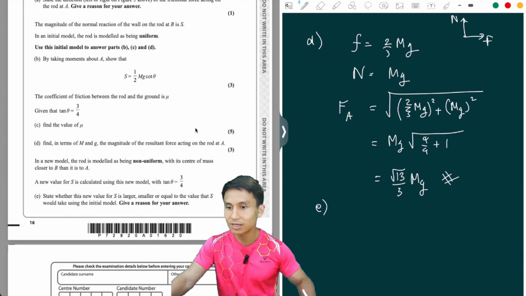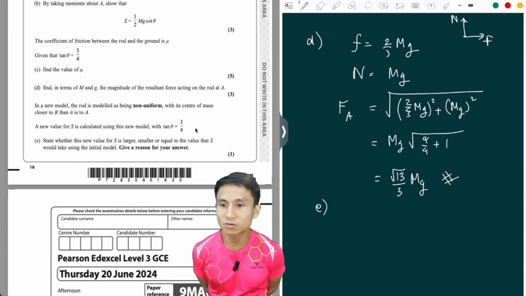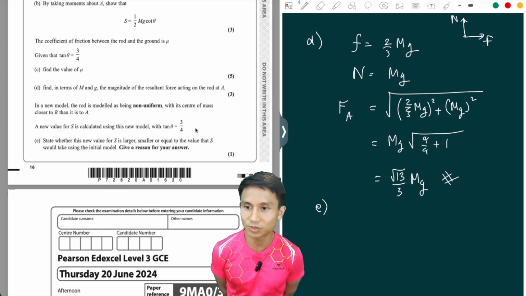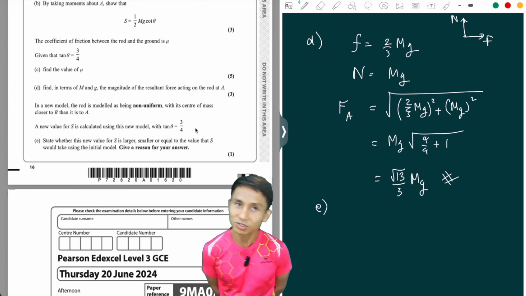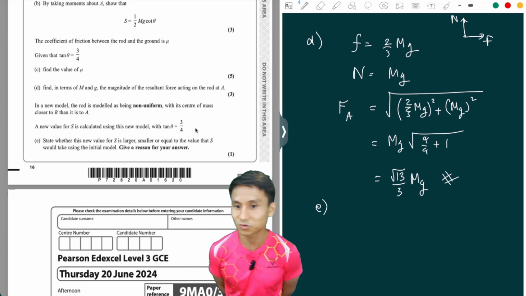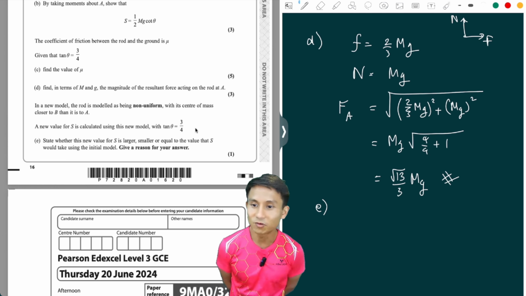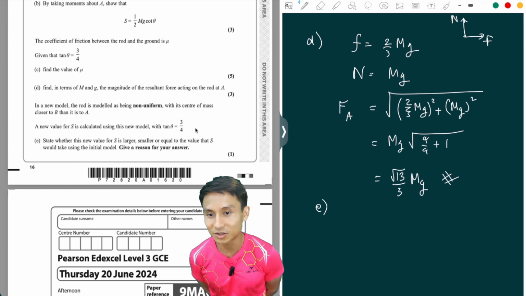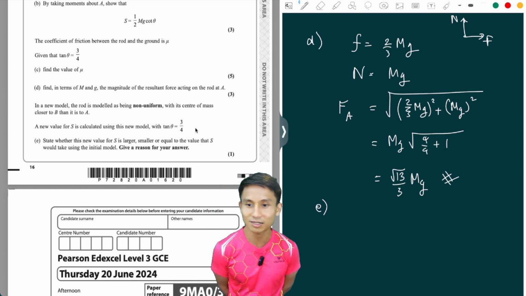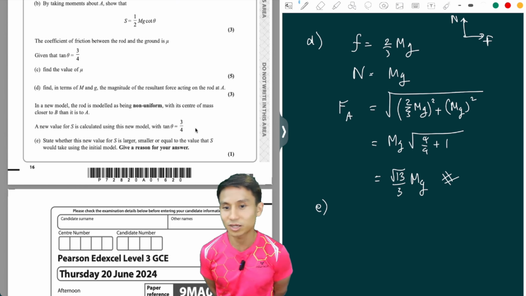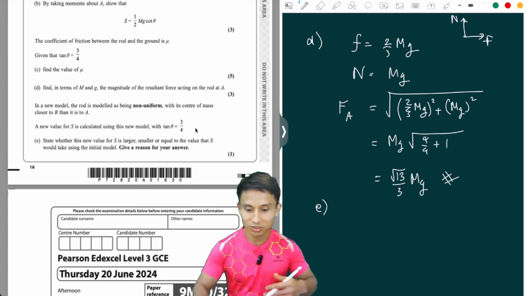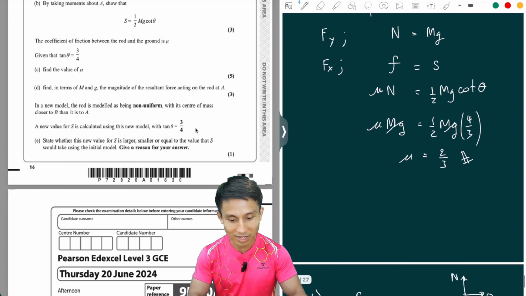And then part E. In a new model, the rod is modeled as being non-uniform, with its center of mass closer to B than it is to A. Now this is similar to another question in the other year, and it's going to ask you probably the effect, right? A new value of S is calculated using this new model with tan theta the same, 3/4. State whether this new value for S is larger or smaller or equal to the value that S would take using the initial model. So it's just asking what will S be.